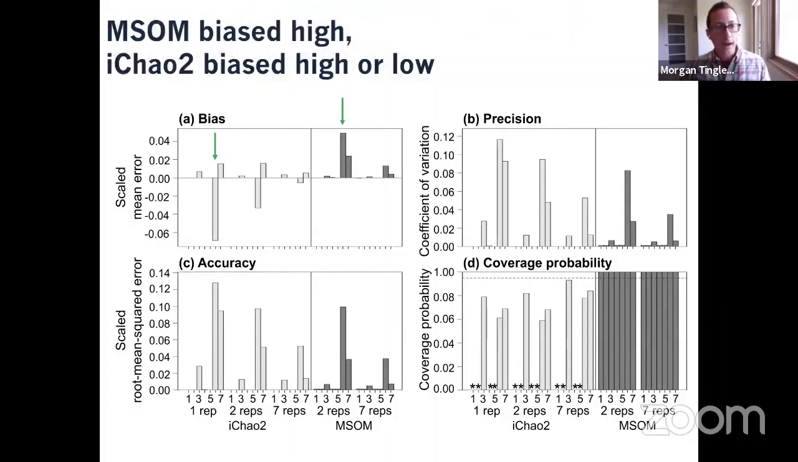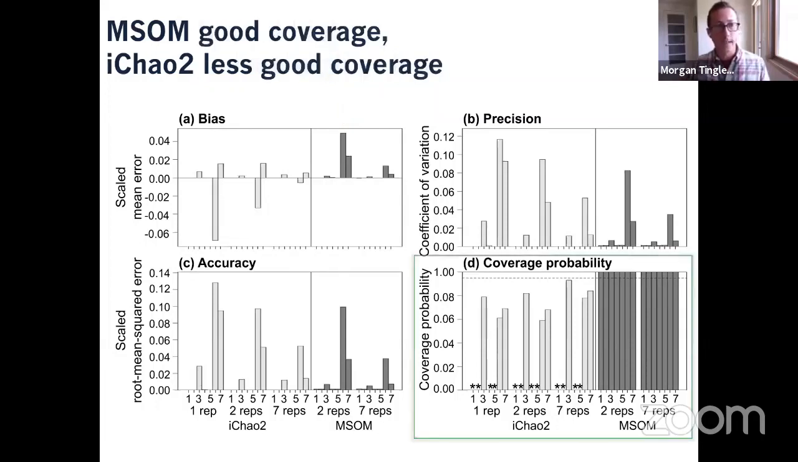In general, in terms of bias, multi-species occupancy models tended to be biased high, so they overestimated the true number of species in the community, whereas iChao2 estimates varied. Sometimes they were biased high and sometimes they were biased low. We generally expect them to be biased low because iChao2 is generally referred to as a lower bound estimator. So if anything, they're supposed to be underestimating the true community size.